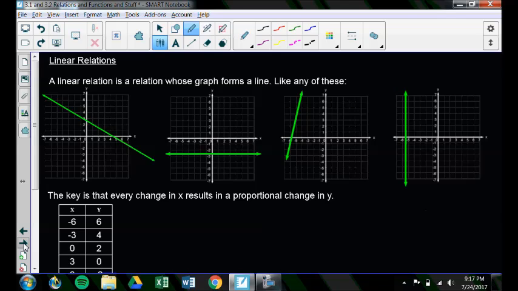Linear relations, and again, a lot of this is a review. Linear relations should definitely be a review. A linear relation is a relation whose graph forms a line. All of these are linear relations. You'll note this one here is not a function.